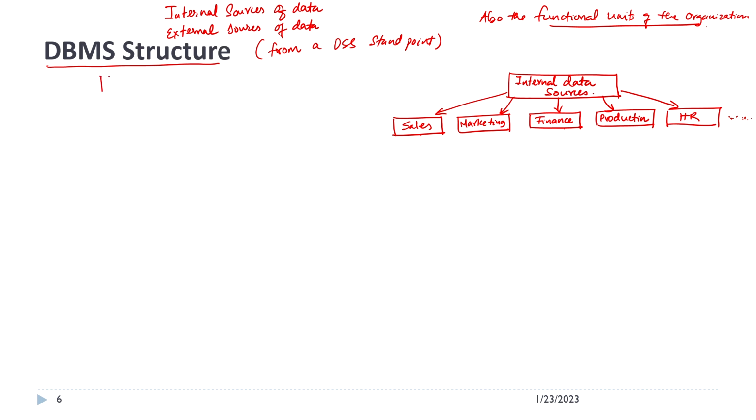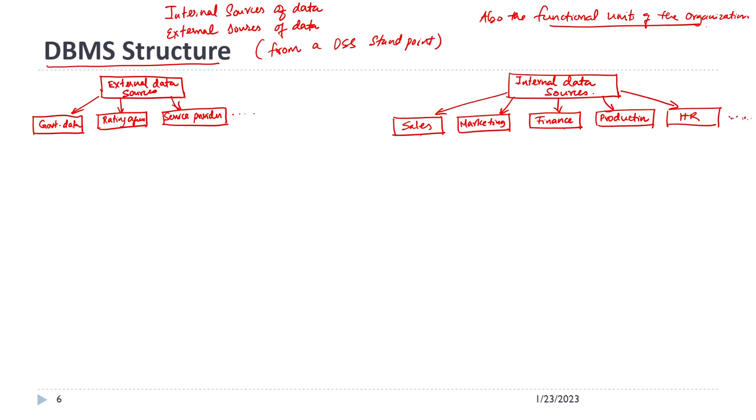Then external data sources. So, we said some of the external data sources are government data, rating agency, then service provider, etc. like this.